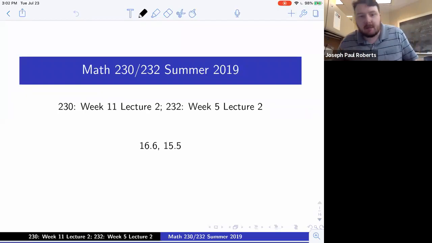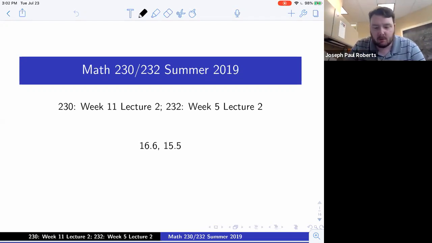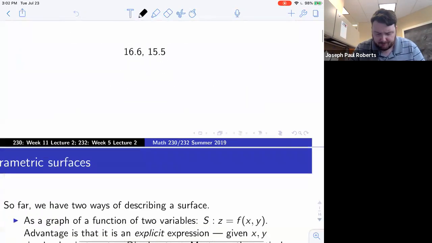Okay, so today we'll be talking about a new way of talking about surfaces that's going to set the stage for what we're going to get into next week, which is doing integration on surfaces, similar to how we did integration on curves last week. So anyway, we'll talk about a couple of sections today.